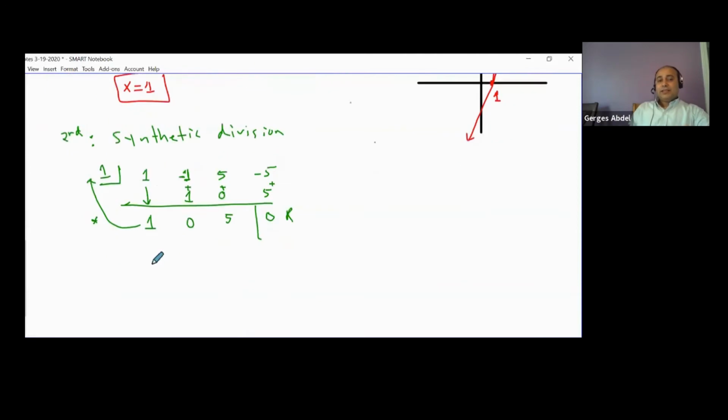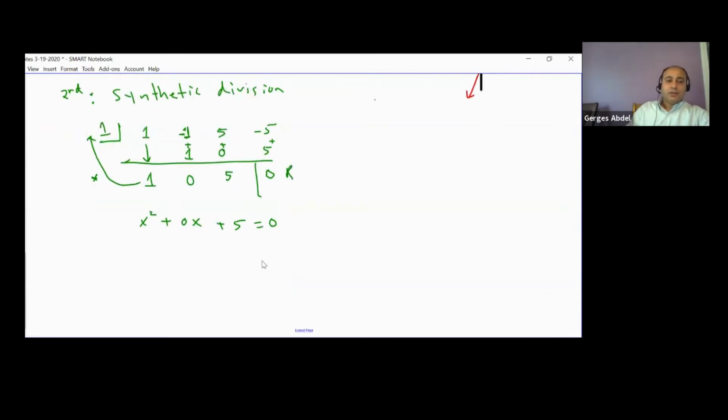After I do the synthetic division, I get the equation right here, which is x squared plus 0x, let me write it, plus 5 equals 0. That is the quadratic equation right here. Now we need to solve this quadratic equation to get the other 2 solutions, and that will be your third step right here.